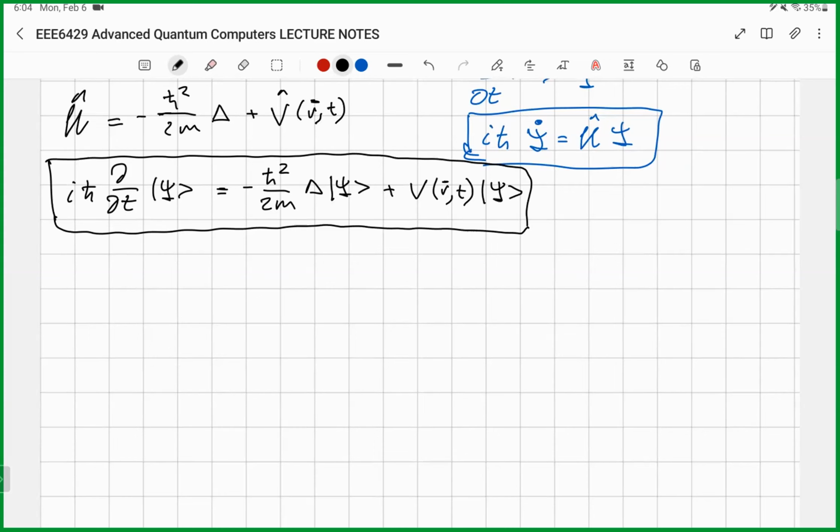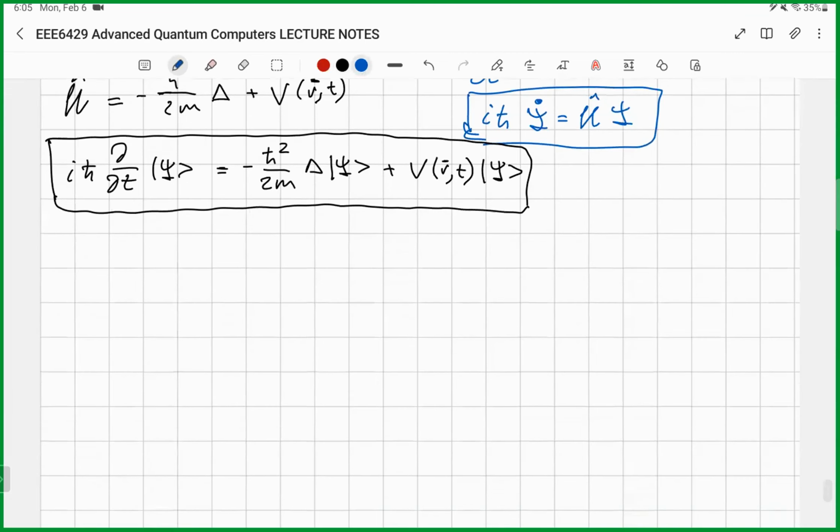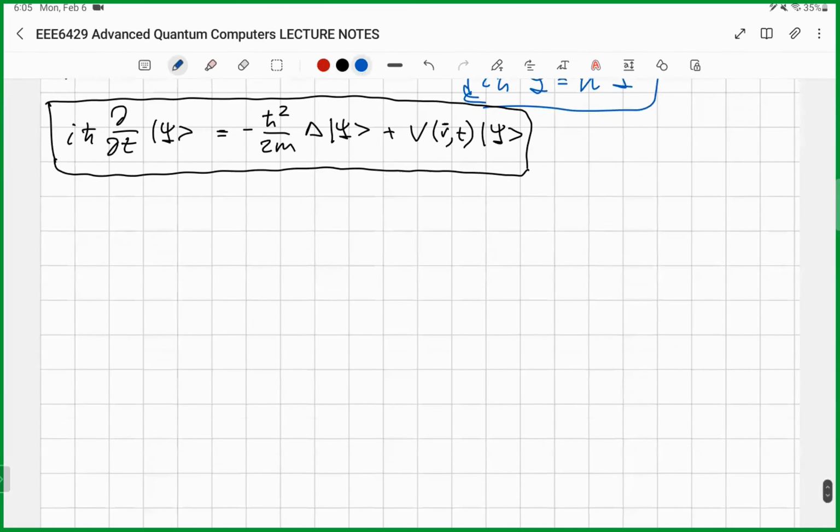Well, at this point, let's consider an example of so-called stationary states. Stationary state, or also known as steady state.